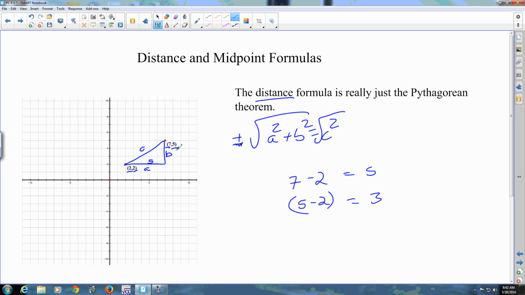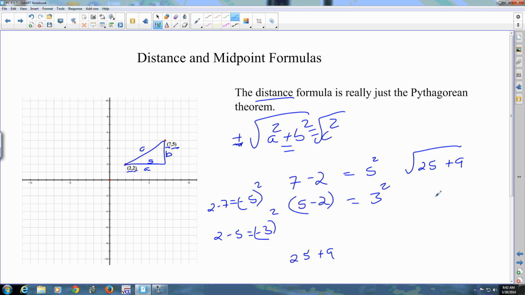Now, is it going to matter if I did 7 minus 2 or 2 minus 7? Well, initially you might say yes. But remember, you're going to end up squaring these things. You're going to square this side and square that side. So initially you might go, but it's negative. Yeah, okay. But you're going to square it. So you're going to get 25 plus 9 either way. So when I square these, I still get 25 plus 9. Okay, because I'm doing the Pythagorean theorem. Then you have to square root it. So you get the square root of 34.